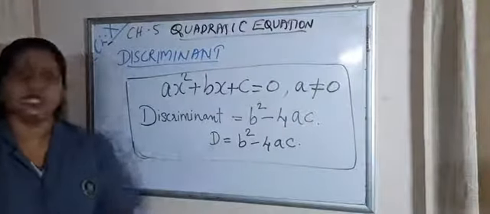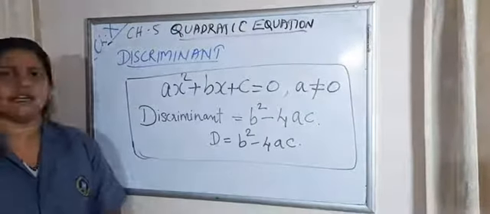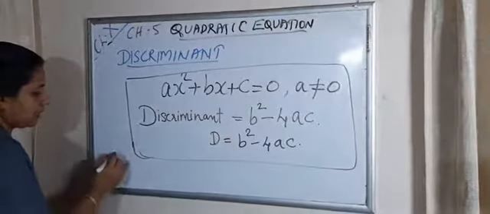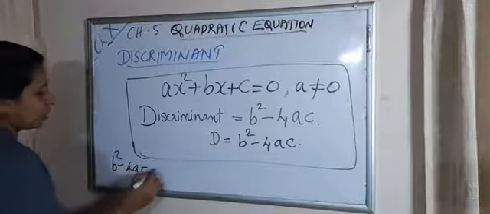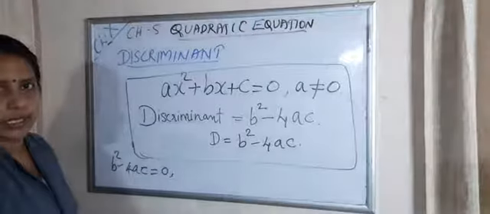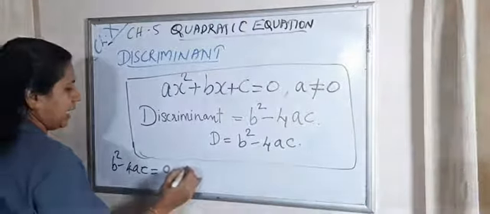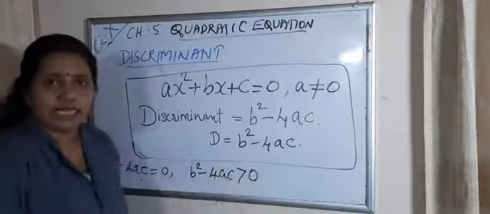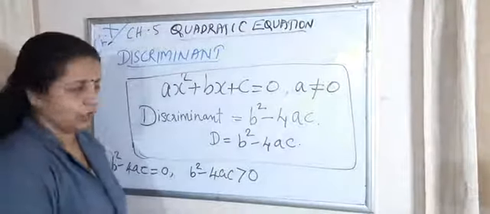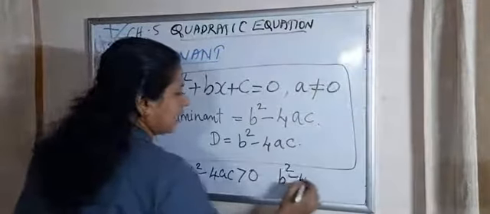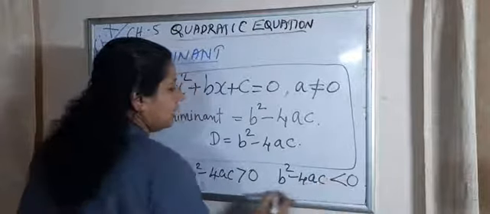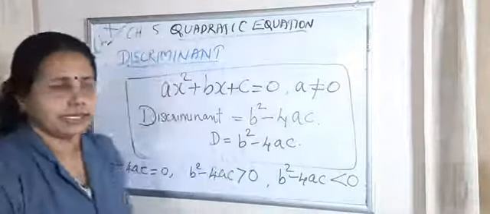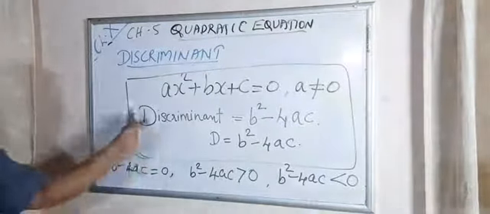And one more thing: if b² − 4ac = 0, then we have two real and equal roots. Okay, and if b² − 4ac > 0, we have real roots but unequal. And if b² − 4ac < 0, then our roots are imaginary. The roots are not real, they are imaginary. Okay, take your book and write this one.